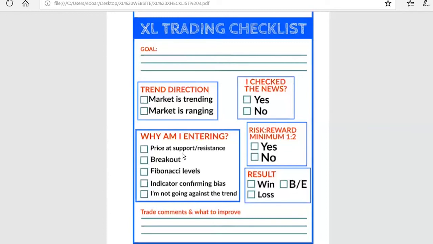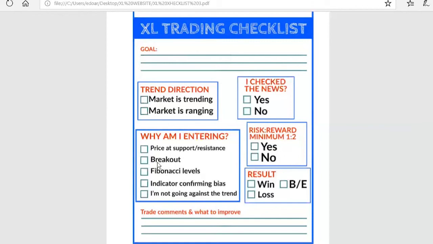If you are only at support, you don't want to enter the trade. If there was a breakout but there is no other confirmation, you don't want to enter the trade because what you're looking for is a confluence. Confluence is key. Please remember that. I always say that. So in this case, you want more things to add to your technical analysis.